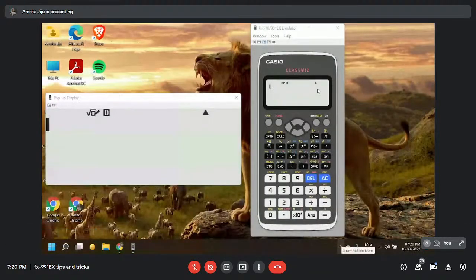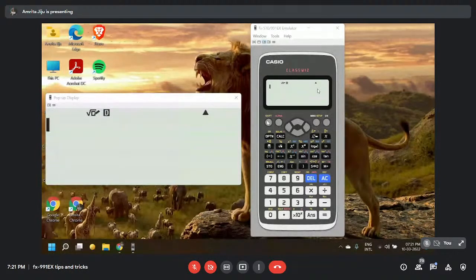So basically, the calculator consists of numbers from 1 to 9, then 0. And we have all the basic operations here, like plus, minus, division, and multiplication. And this is the equal to button where we type in numbers and click equal to get our answers. And we have two buttons here. One is the shift button and the other is the alpha button.